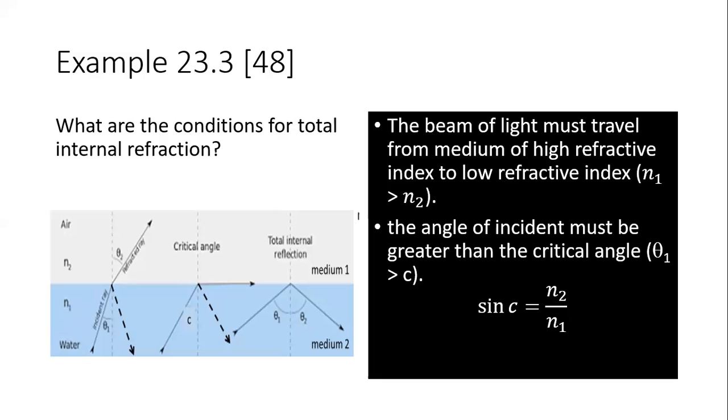Important: the incident ray must be going from the denser medium to the less dense medium, and the incident angle must be greater than the critical angle. The critical angle is given by refractive index N2 divided by N1.